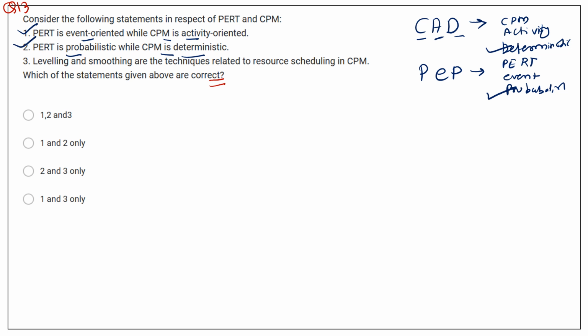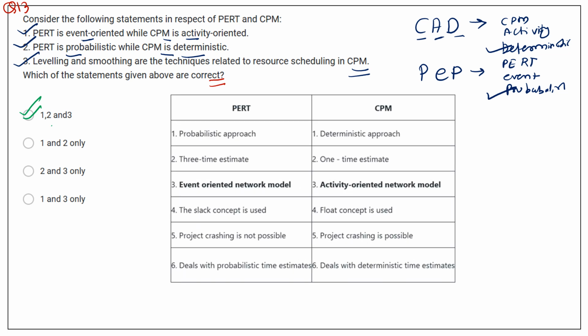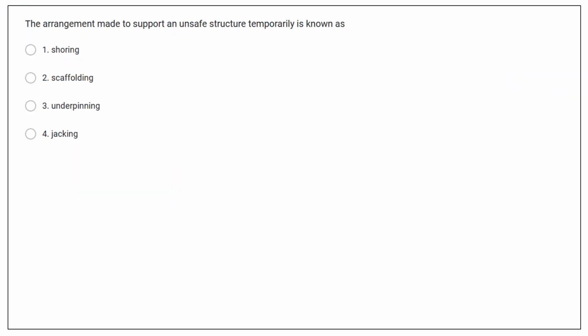Then leveling and smoothing are the techniques related to resource scheduling in CPM, this is also correct. So here the first option is correct, which is first, second and third, all the three statements are correct. Then next question. This is the chart for the differentiation between PERT and CPM. Okay, the next question is question number 14. The arrangement made to support an unsafe structure temporarily is known as shoring. So the first option is correct.